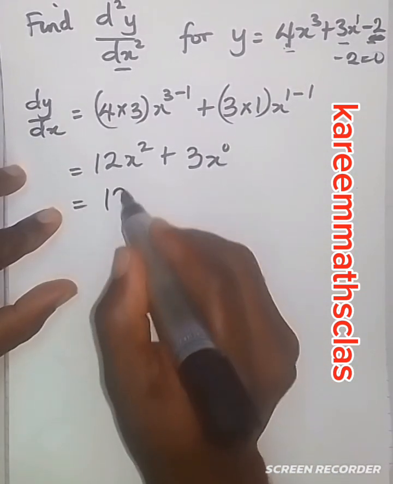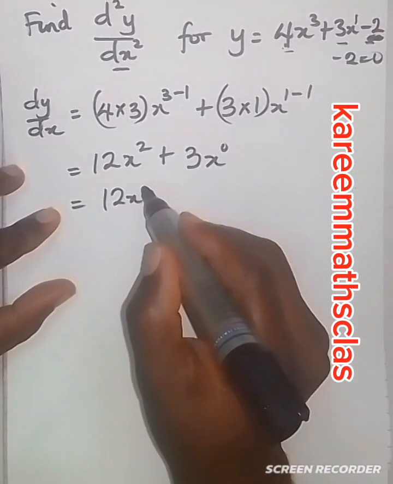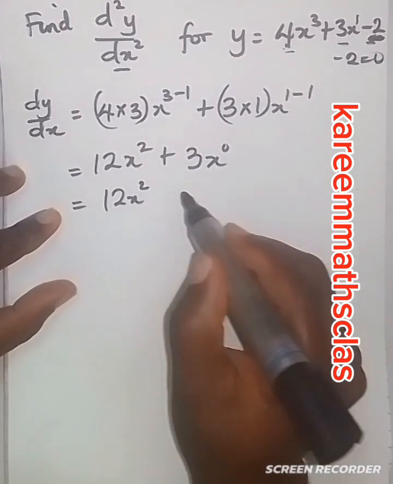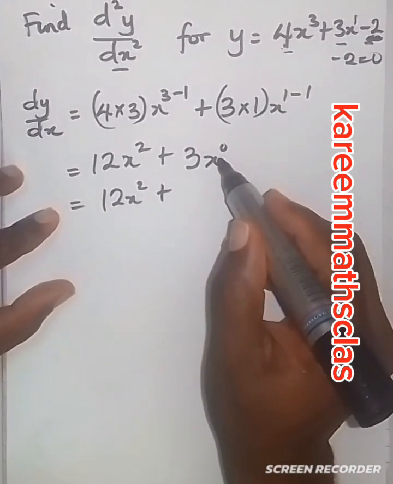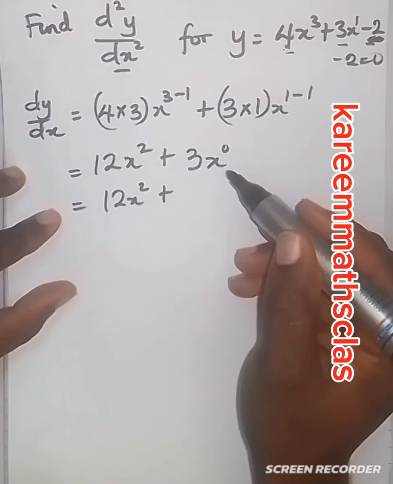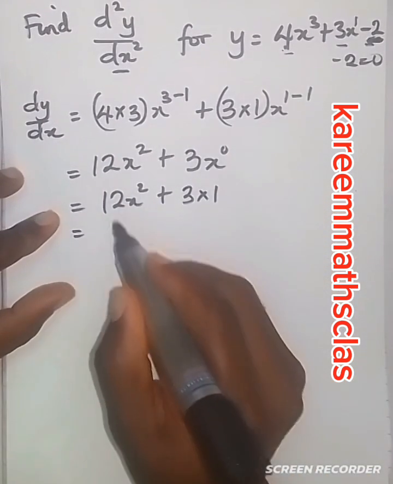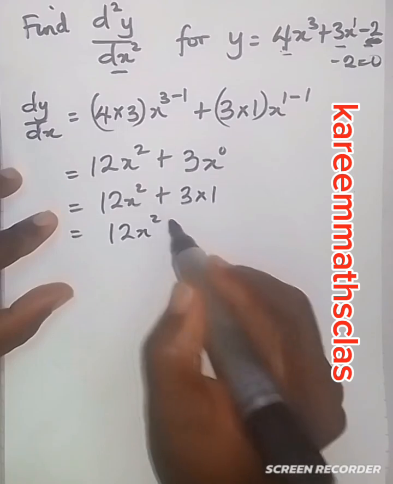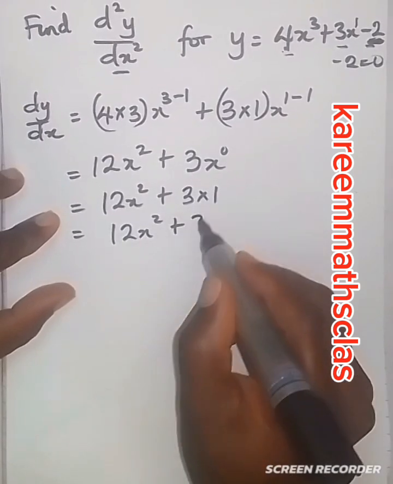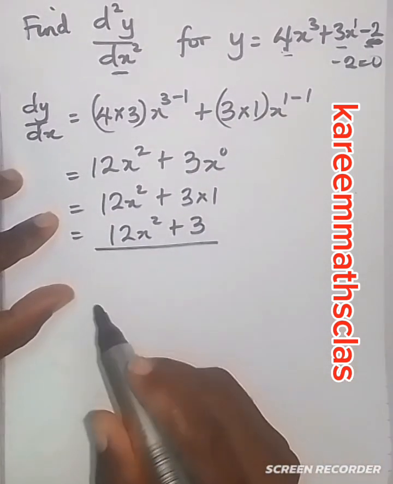Now, in mathematics, if you have 12x raised to power 2 plus 3x raised to power 0, x raised to power 0 in math is 1. So you are going to have 3 times 1. That's what it means. So you're going to have 12x squared plus 3. This is the first derivative.